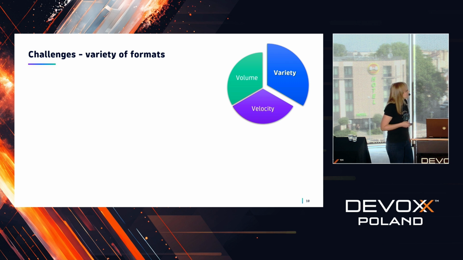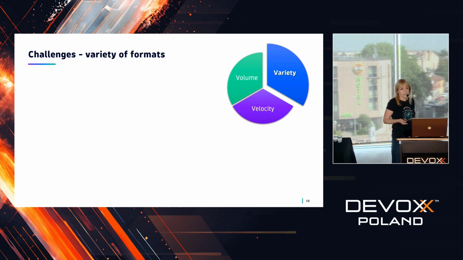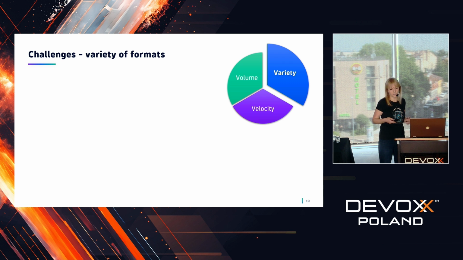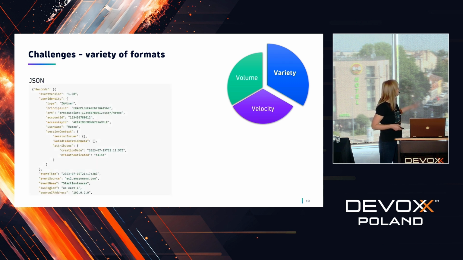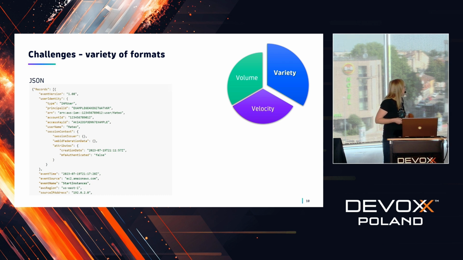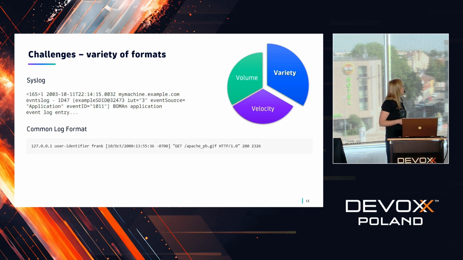The second challenge is variety. Different sources produce logs in different formats. They can be well structured, like for example in the case of JSON, when we have clear key-value pair attributes, and this type of structure is the best for further processing by monitoring tools. But the logs can also be semi-structured, like in the case of syslog or common log format, when we have just a text log, but it follows a well-defined pattern.